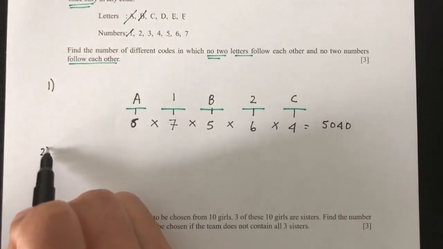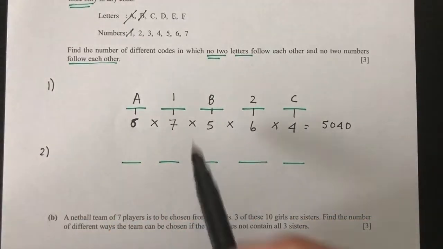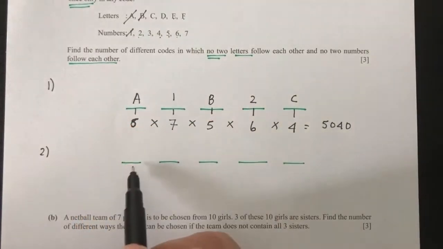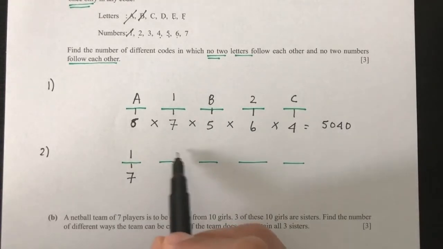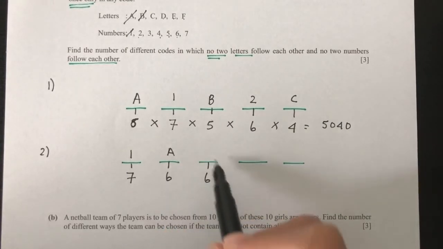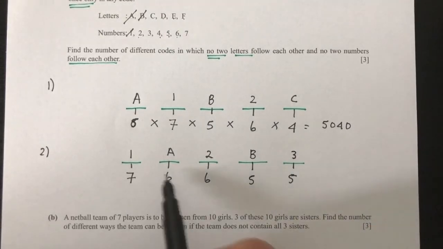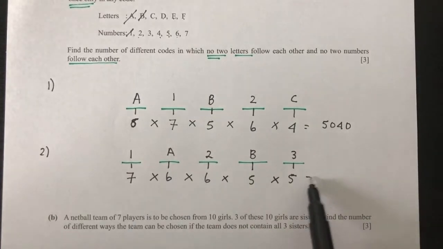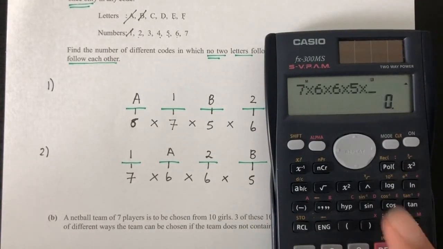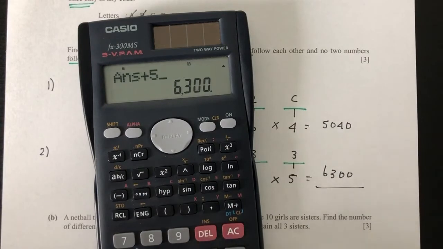Now the second case is, what if you begin with a number? If you begin with a number, you will have 7 choices. Let's say I choose 1. Then I will have to choose a letter afterwards. We will have 6 choices. Let me choose A. Then I will have 6 choices. Let me choose 2. I will have 5 choices. Let me choose B. Now I will have 5 choices. Let me choose number 3. So this will be the number of ways if you begin with a number: 7 times 6 times 6 times 5 times 5. That should be 6300. Now add those two together for your total number of ways. That should be 11340 as your answer.